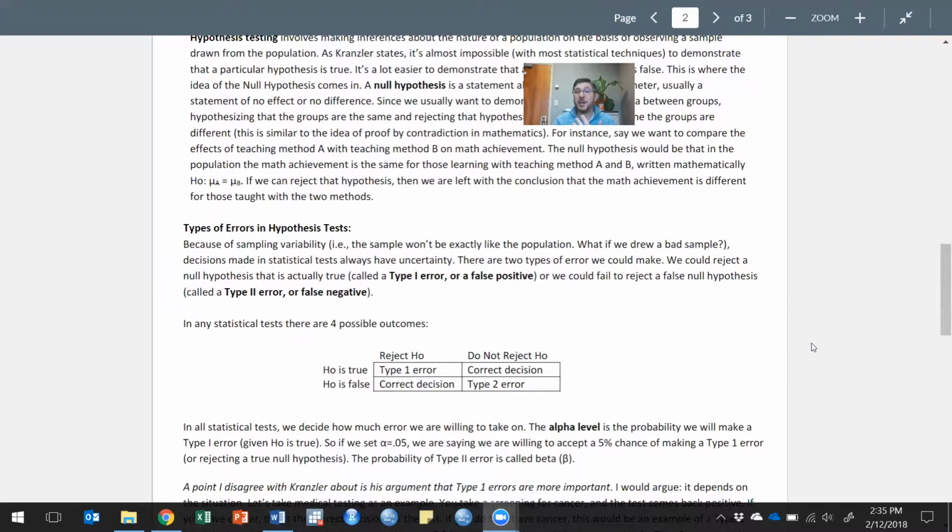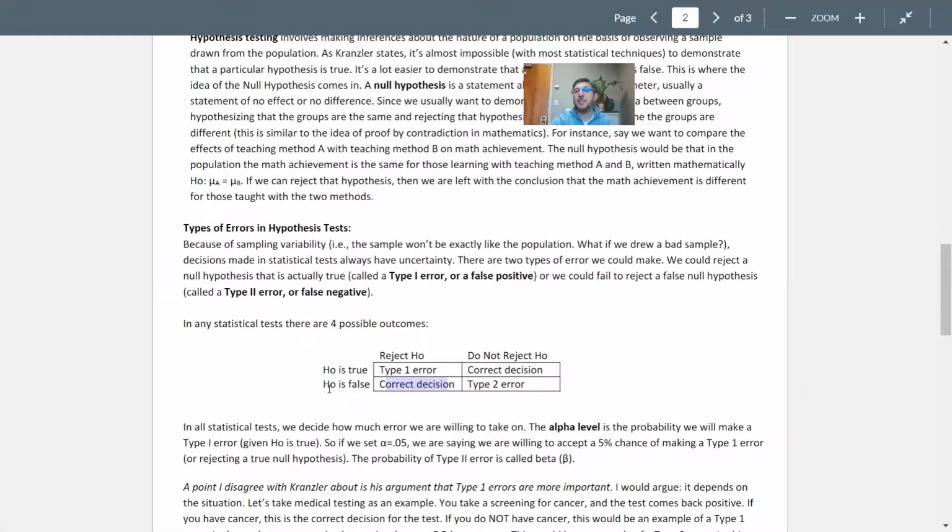Well, let's say the null hypothesis is true. There is no difference between the two teaching methods, but we reject that hypothesis. That's what we call a type 1 error, when we reject a null hypothesis and the null hypothesis is actually true. If the null hypothesis is false and we reject it, then we made the right decision again, right? That's the correct decision. That's what I'm showing here. If the null hypothesis is false, but we do not reject it, then we've made what's called a type 2 error.